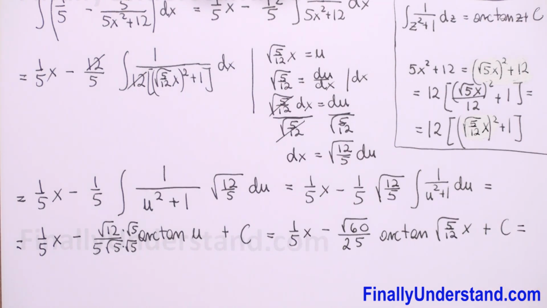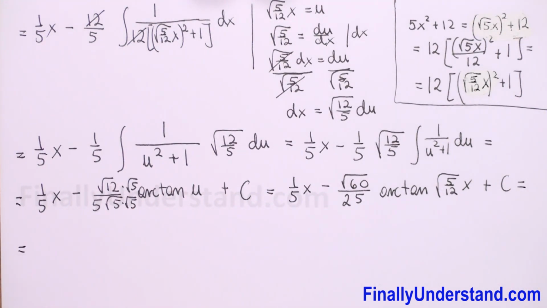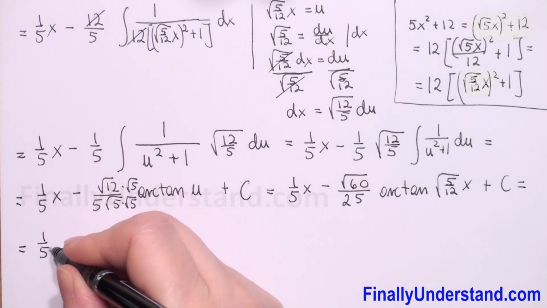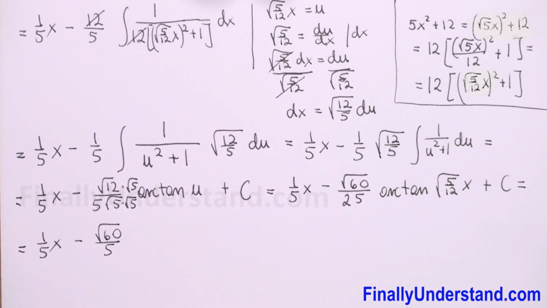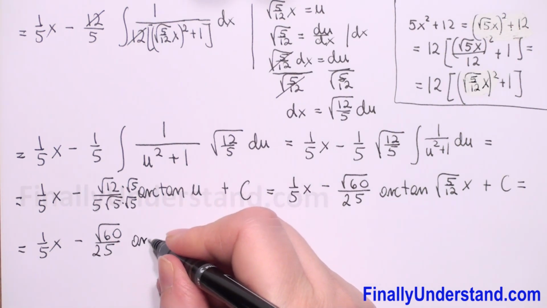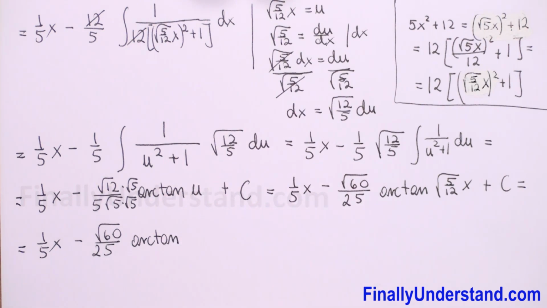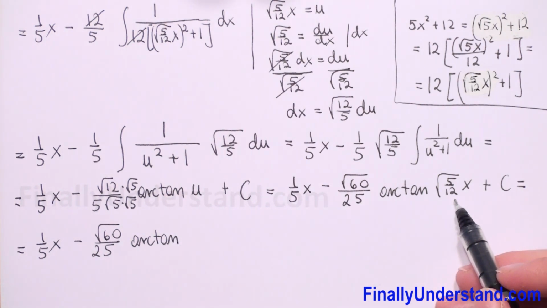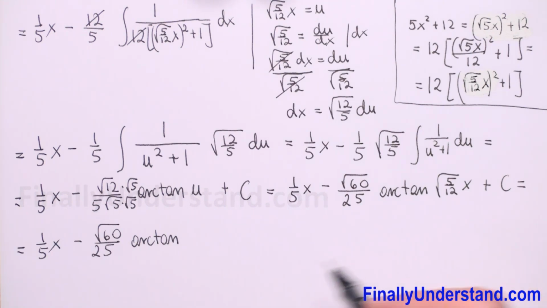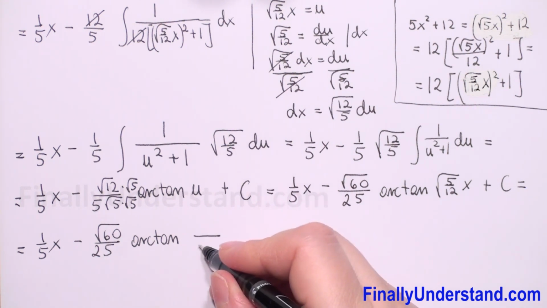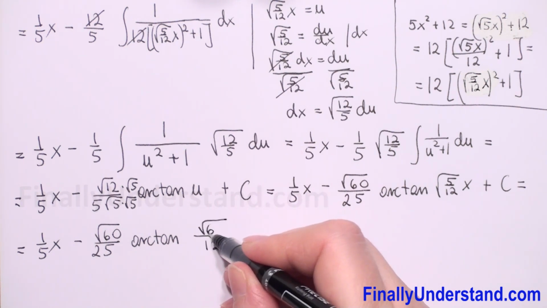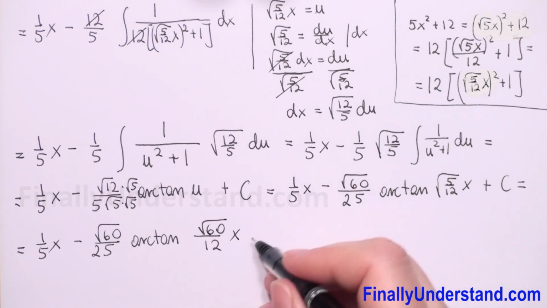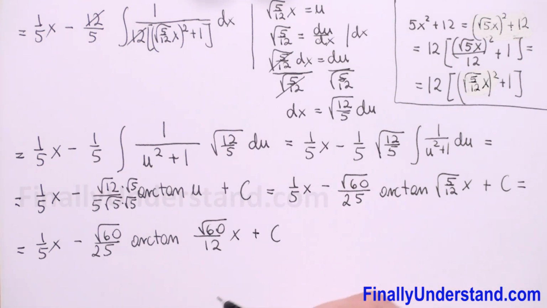So let me rewrite this one more time. We have 1 over 5x minus the square root of 60 over 25, of course, arctangent, and I will multiply numerator and denominator by the square root of 12. So in the denominator will be 12, and in the numerator we will have the square root of 16x plus constant c. This is my solution.